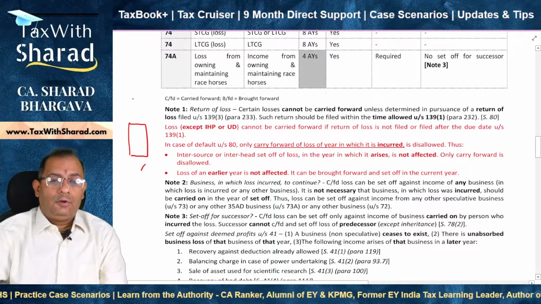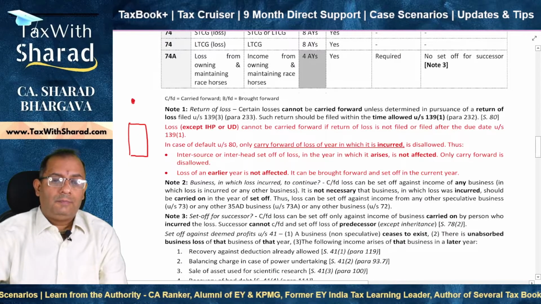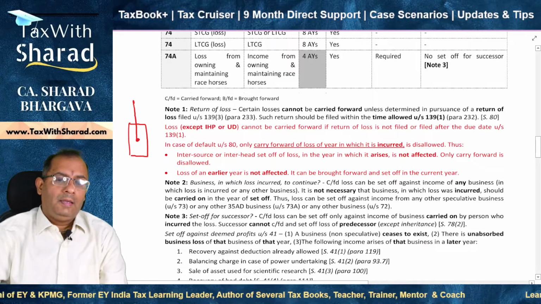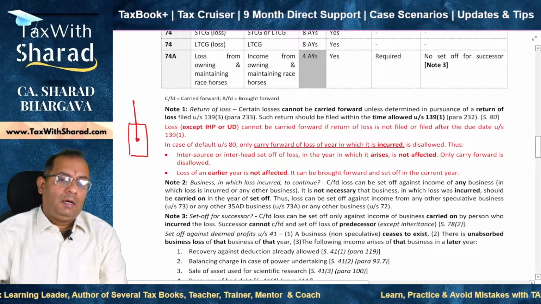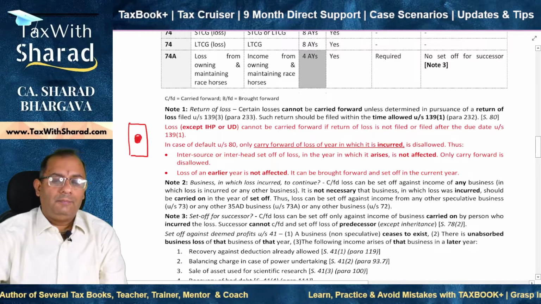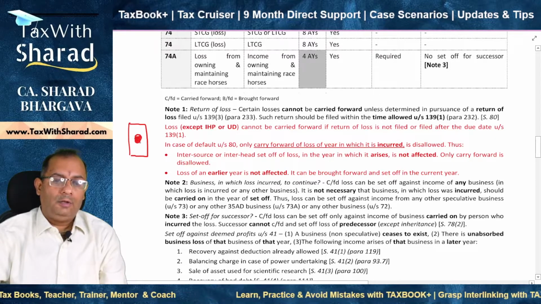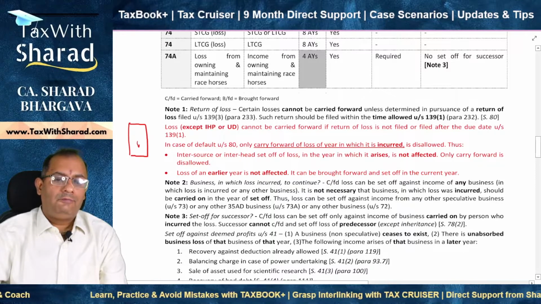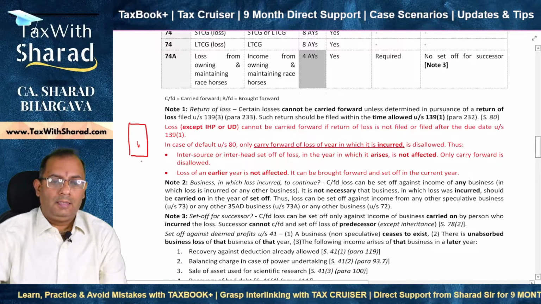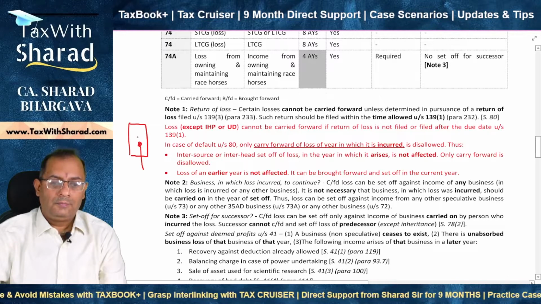If there is a loss which is unabsorbed of some preceding year or of some earlier year, can I bring it forward to the current year? If yes, then can I set off this brought forward loss within the same head of income or within some other head of income? That means can I do an intra-head or an inter-head set off? And if that loss remains unabsorbed, can I then again carry it forward to the next year?